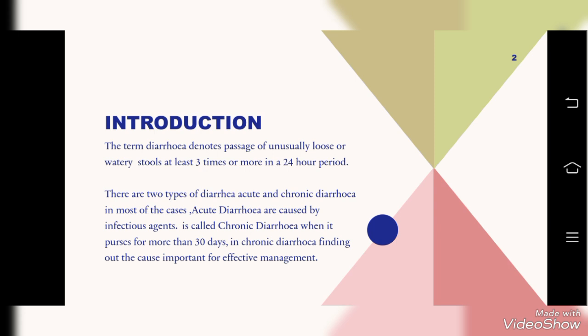Diarrhea can be classified into two. They are acute diarrhea and chronic diarrhea. Acute diarrhea is a condition that is caused by an infectious agent, while diarrhea that persists for more than 30 days can be termed as chronic diarrhea. In case of chronic diarrhea, finding out the exact cause is very important for effective management.